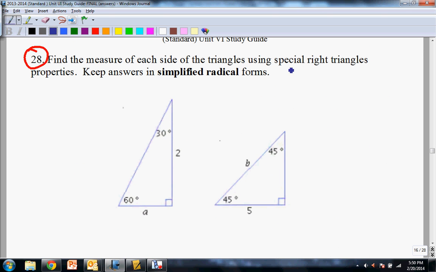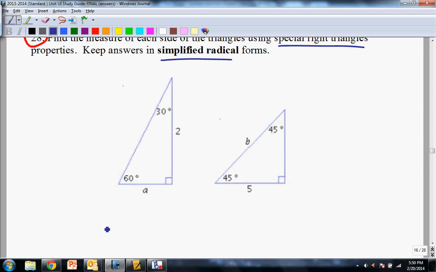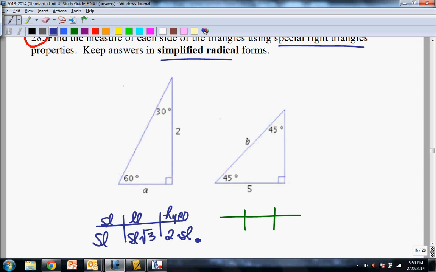Find the measure of each triangle using special right triangle properties. Keep answers in simplified radical form. Well, special right triangles mean we're using the 30, 60, 90 and 45, 45, 90 charts. You want to write those out. I'm going to wait just a moment. Make sure you get those written out.